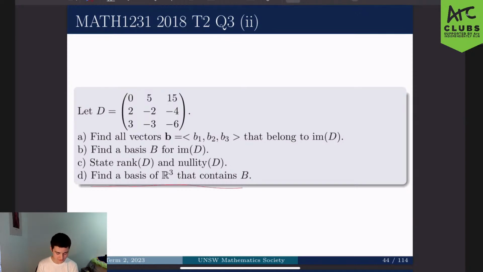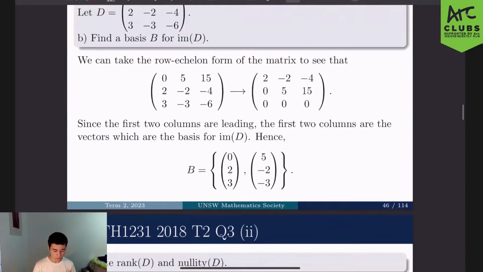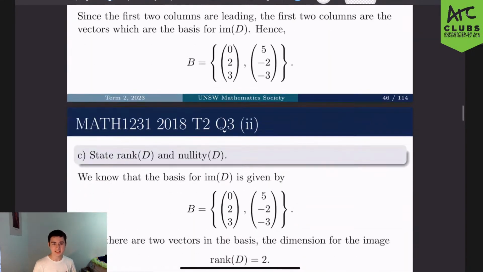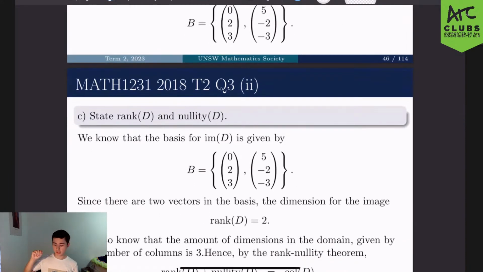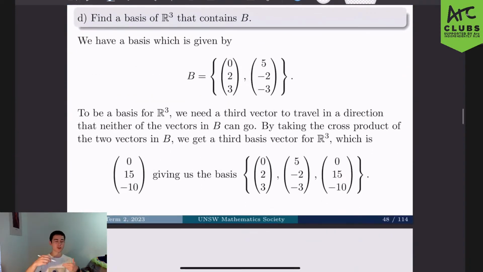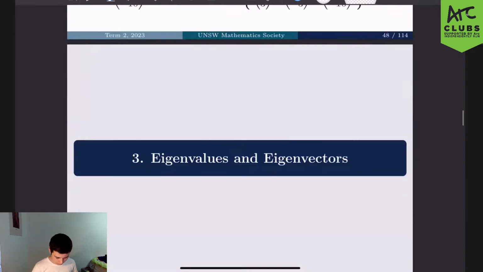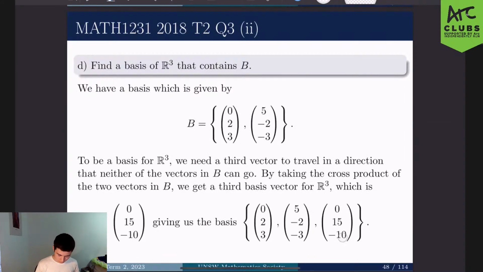To find a basis of R3 which contains b, we need to find one more vector which is going to be linearly independent. The easiest and quickest way we can do this is by taking the cross product. By taking the cross product, we can find something that is perpendicular to both of them. So we have a plane, and we find something perpendicular. Another way we could do this is when we row reduce, we create another column which will be leading, and then we reverse our row reduction. Or we take a vector from the image. So that gives us what we want.